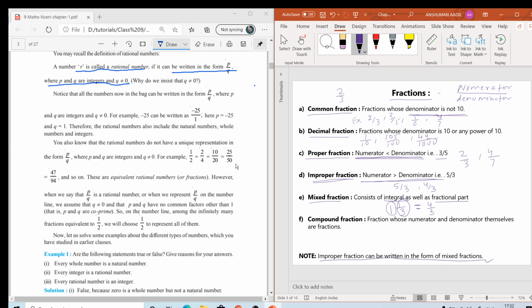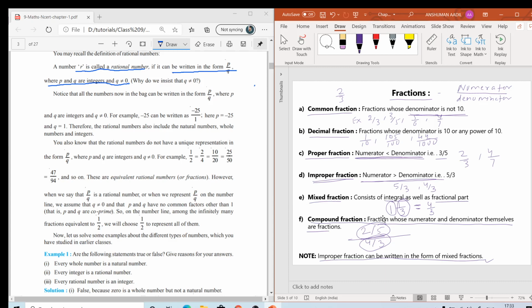So what are compound fractions? Compound fractions are those whose numerator and denominator themselves are fractions, like 2 by 3 upon 4 by 3. Here the numerator is a fraction and the denominator is also a fraction. So this will be called a compound fraction.